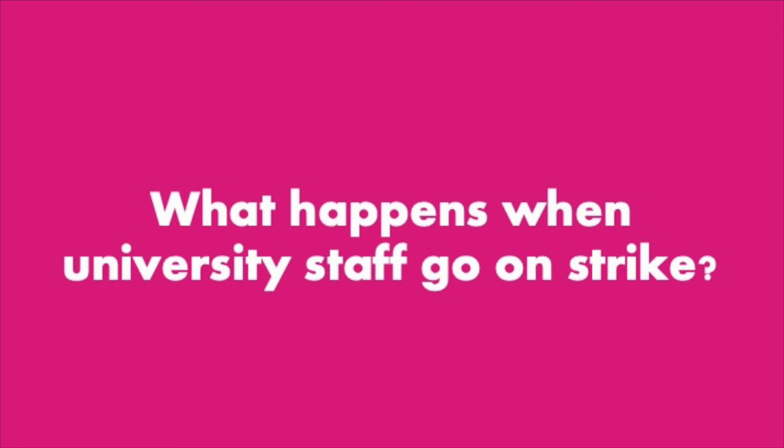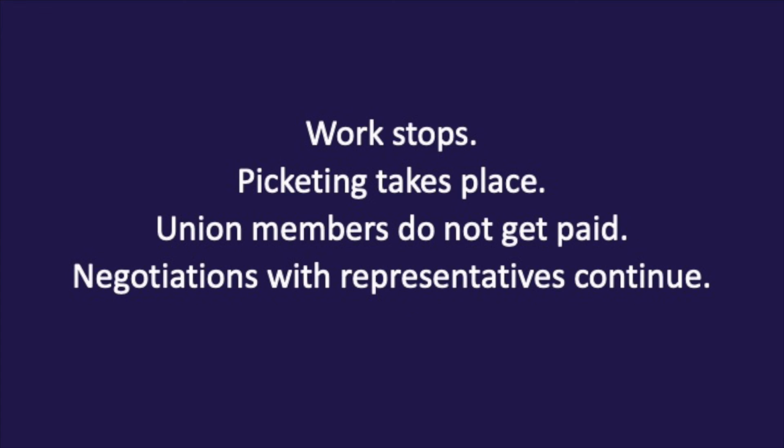So what happens when university staff go on strike? In short, work stops. Administrative work such as answering emails does not take place, teaching does not take place, teaching materials are often made unavailable, marking does not take place, data entry does not take place, and examinations, including things such as the confirmations of marks, do not take place.